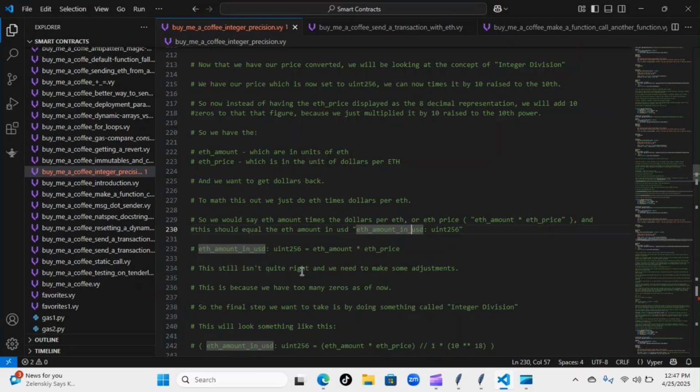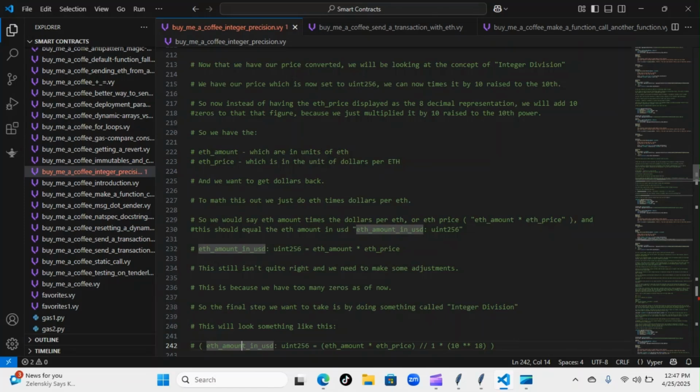Now this still isn't quite right, and we need to make some adjustments. This is because we have too many zeros as of now. So the final step we want to take is doing something called integer division. This is what it looks like after we do that. So we have our ETH amount in USD, which is going to be a uint 256, and we're going to get that by doing ETH amount times ETH price. But this isn't the final step either. We're going to divide that by 1 times 10 raised to the 18th.